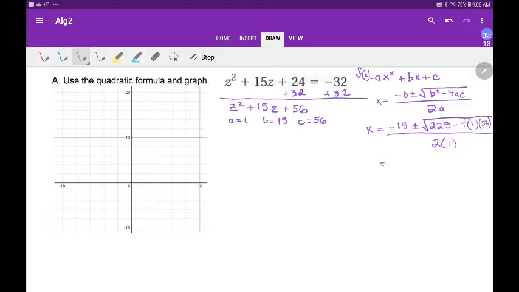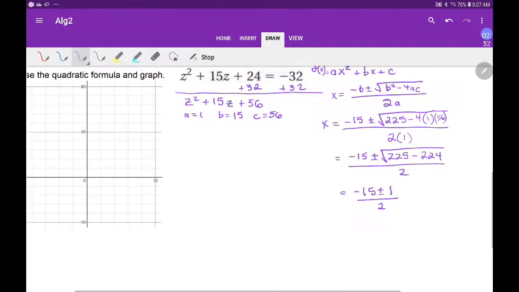Okay, so what does this look like? We have negative 15 plus or minus the square root of 225 minus, well, 4 times 56, 4 times 50 is 200, 4 times 6 is 24, so this is 224. So this is going to be very manageable here. 225 take away 224 is 1. The square root of 1 is just 1. So I'm going to say plus or minus 1.